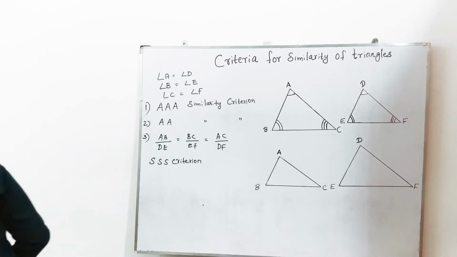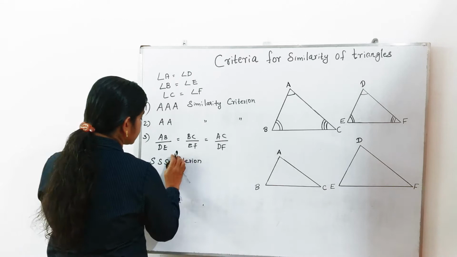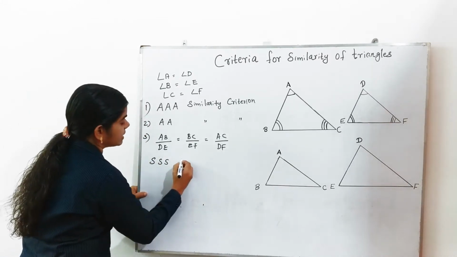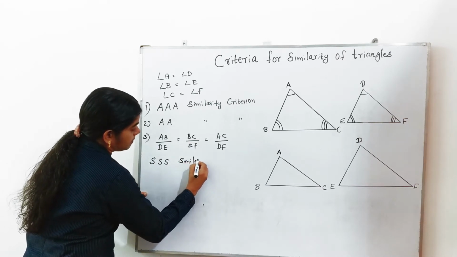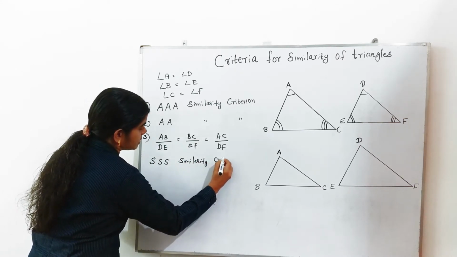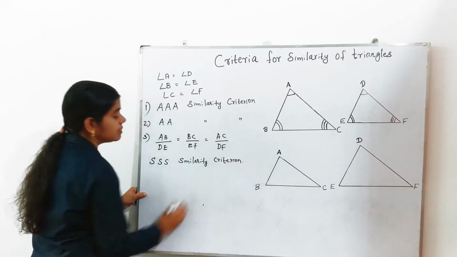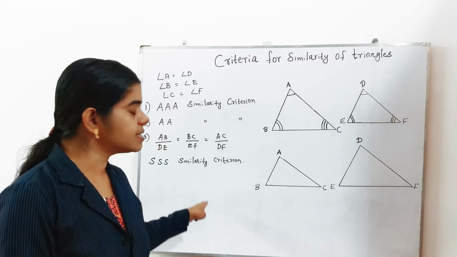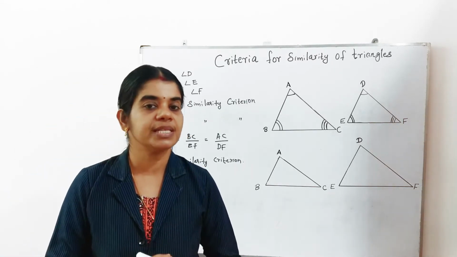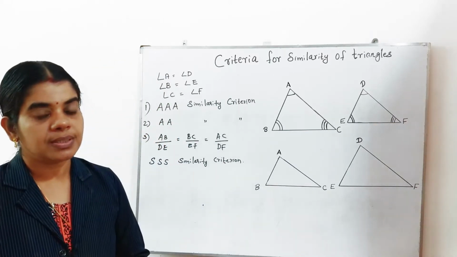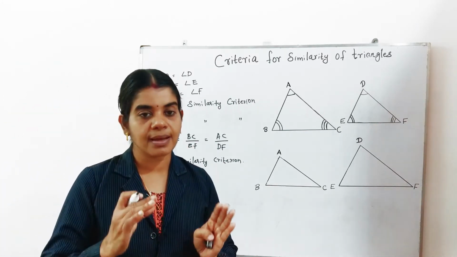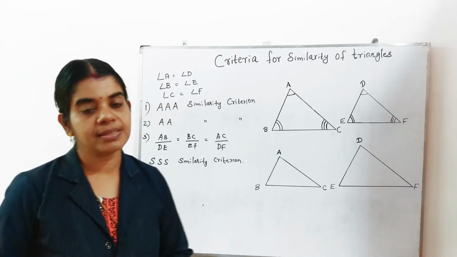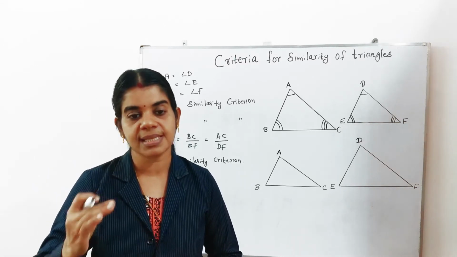Similarity. SSS similarity criterion. This is the third rule. Then what is this rule? If the corresponding sides ratio of two triangles are equal, then their corresponding angles will also be equal, then those two triangles will be similar. This rule is known as the SSS criterion rule.